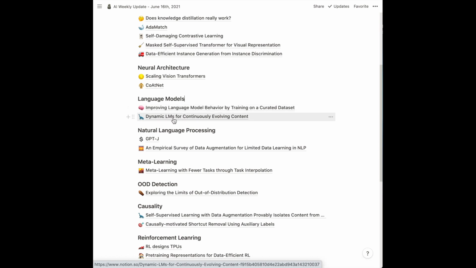So then the next paper is Dynamic Language Models for Continuously Evolving Content. This is a very interesting paper that covers this problem of, say you train a language model on Twitter data from 2013 to 2019, and then you're generalizing it to 2020, 2021. There's going to be a new vocabulary, semantic concept shift. So it's a very interesting problem of thinking about how to update these language models.